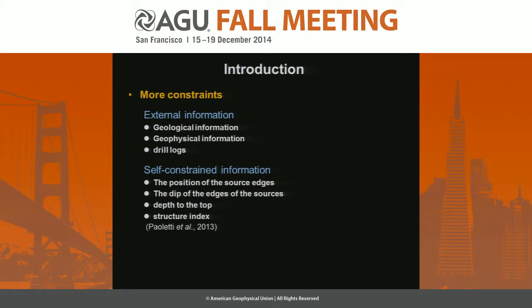Pollitz et al. in 2013 gave the concept of self-constrained inversion, which uses the prior information self-extracted from the potential fields. This information is usually the position of the source edges, the depth of the edges of sources, the depth to the top, and so on. And they used this information as a constraint in a two-dimensional dipping fault model and got a very nice result. But these parameters may be difficult to describe a 3D source body. So we will introduce a new method to extract this information.